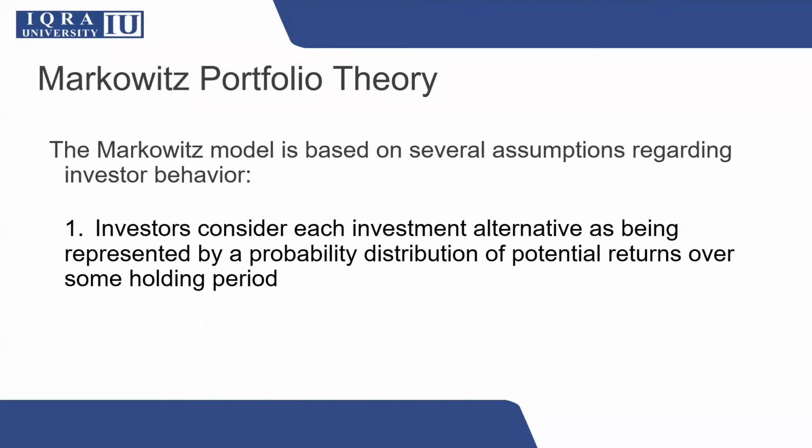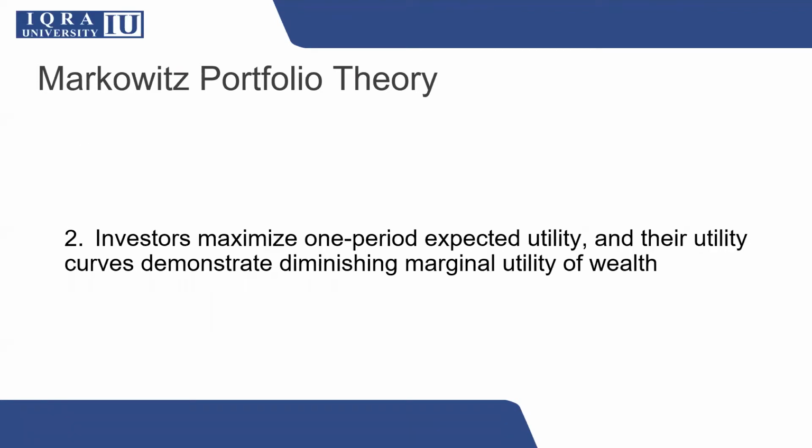So the investor applies a probability distribution on each investment alternative's return that might turn up in future. This can be taken as his expectation of return in future, and as you know, this is important because the investor is always working on future expectations. So the first assumption is related to this concept.